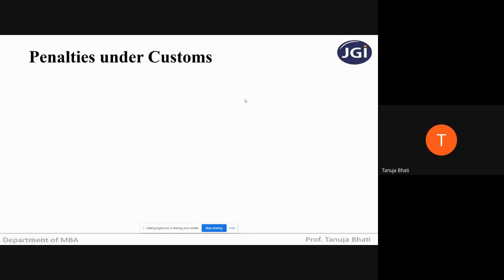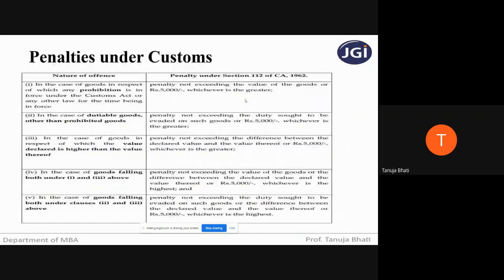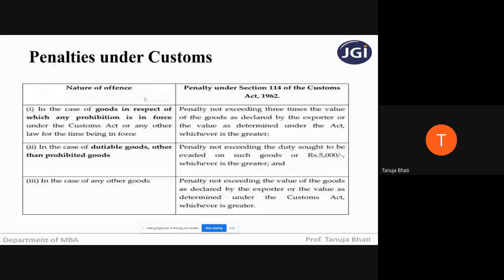Now in this particular slide, there are penalties for improper export of goods. This slide was for import of goods. So in export of goods, if there is any prohibition, but still the goods have been exported, the penalty not exceeding 3 times the value of the goods as declared by the exporter or the value determined under the act, whichever is greater, will be the penalty.